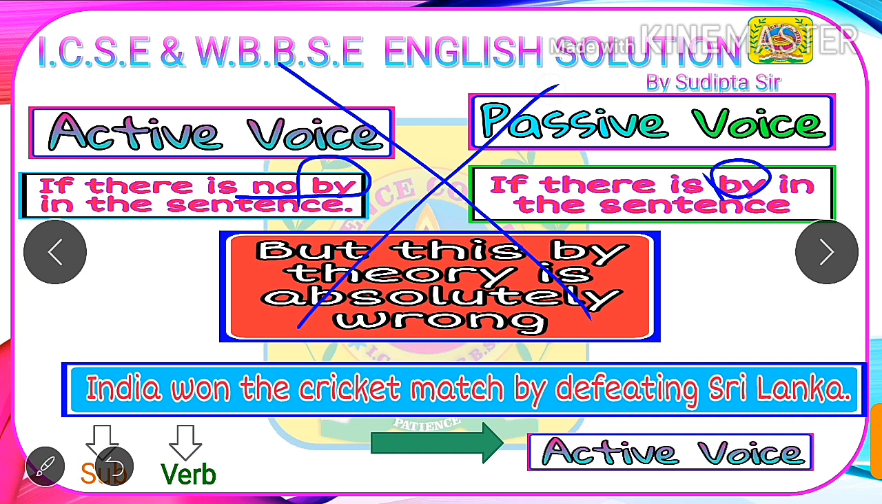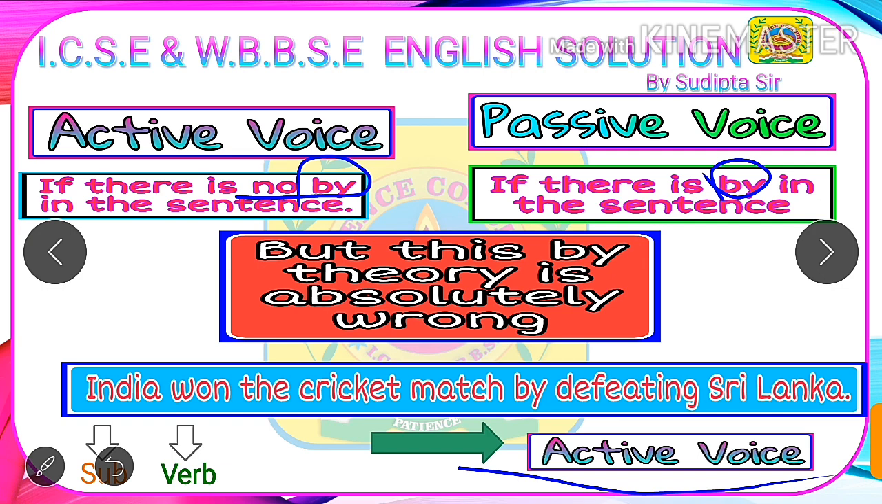Our example is: India won the cricket match by defeating Sri Lanka. Students, here we can find by. So according to our earlier concept, if we find by in a sentence, then the sentence is passive. So students, according to our conception, it must be passive voice. But students, this sentence is active voice.